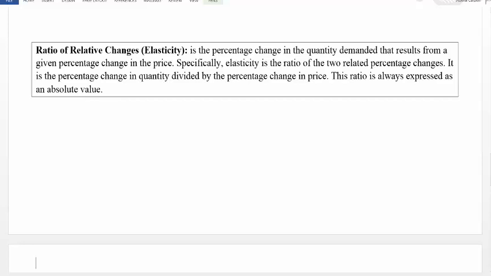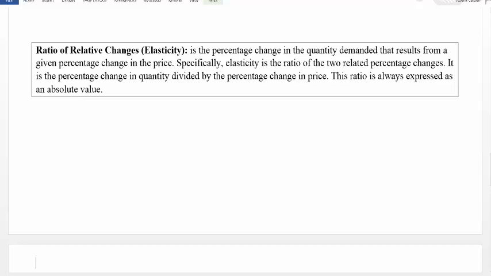Specifically, elasticity is the ratio of the two related percentage changes. It is the percentage change in quantity, so that's what we looked at in the last problem with the necklaces, the change in how much we sold, divided by the percentage change in price. So we didn't look at that in the last problem, but we will in the next. We can find the change in price and also reflect that as a percentage.